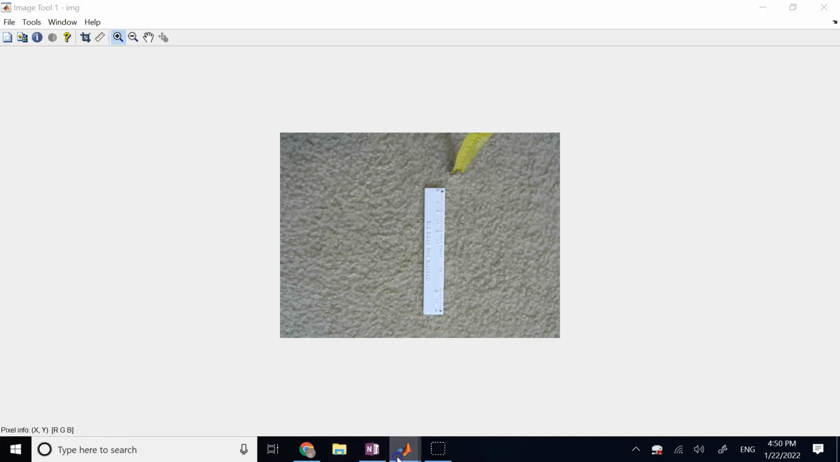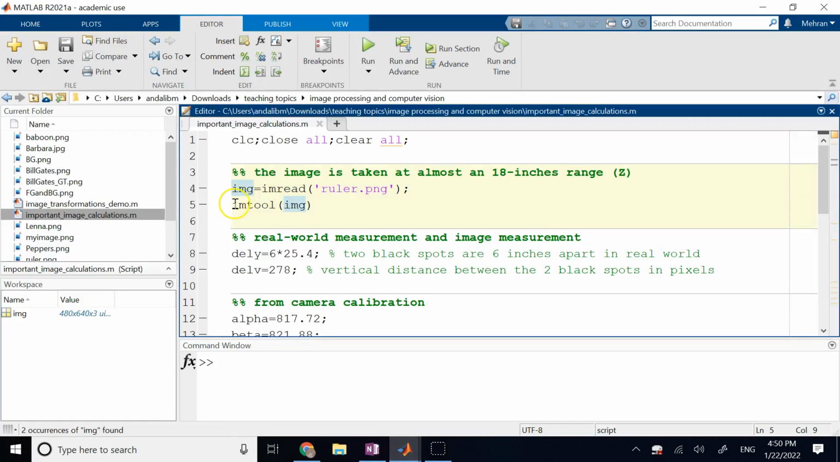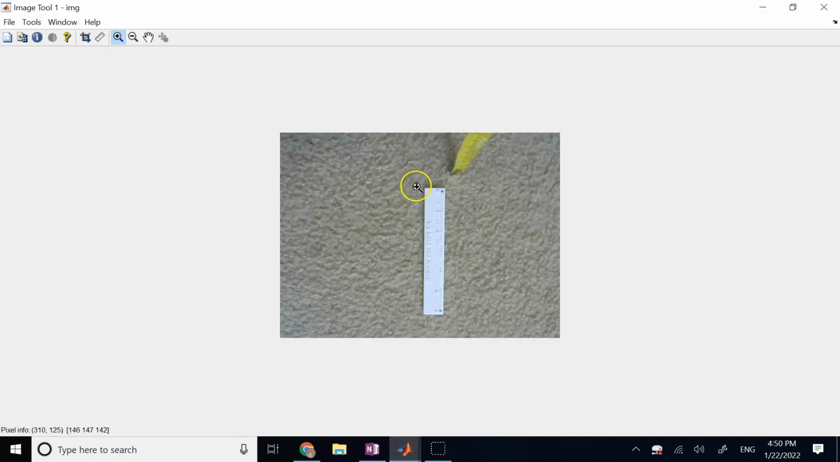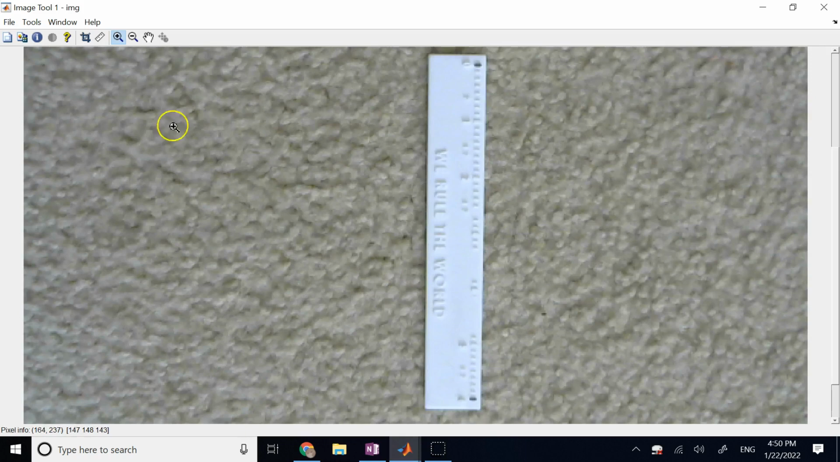Now I use the imtool command, so I can measure in the image the vertical distance, or delta v, between those 2 points. So if I go here and I zoom, here I click on this measuring tool, and then I click on the first black point and drag it to the second black point like this. And if you can see roughly here, the distance is about what? 278.97, or I can say 279 almost. It's like 279 what?